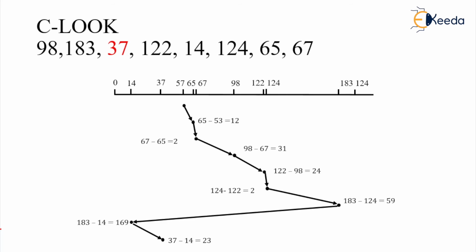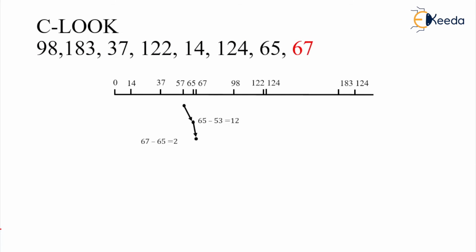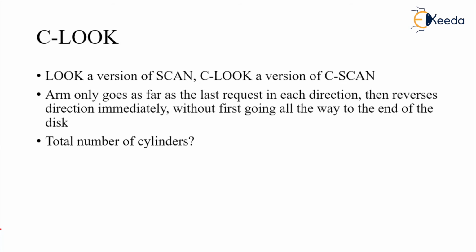Okay, so that is your C-look method, a very simple way. Your arm goes as far as the last request in each direction, and then reverses the direction immediately. Okay, so that's all for this discussion of disk scheduling, and I hope you understand this, and let's solve a few practice questions based on this.